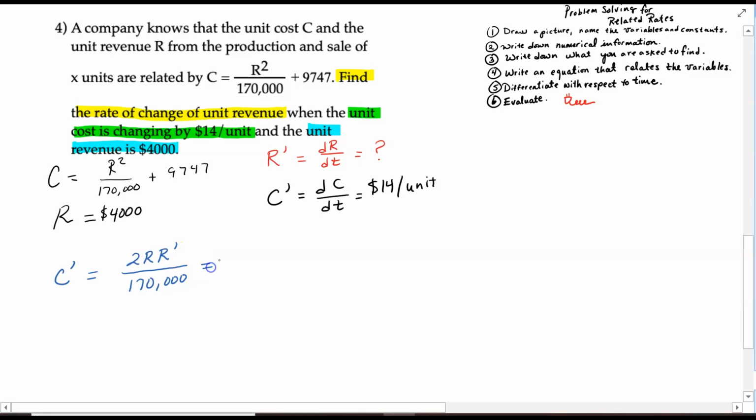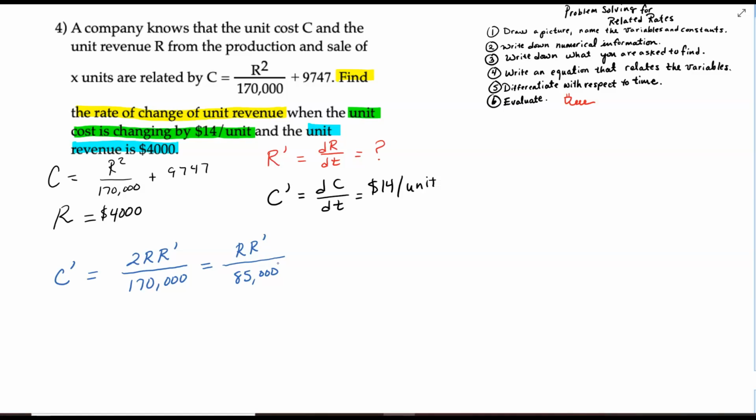Of course, you can reduce this fraction. The 2 over 170,000 does reduce. So you can simplify it a little bit, make your life a little bit easier on the calculator, or maybe if you're doing it by hand. So r prime over, and then it becomes 85,000, I believe. Yep, 85,000. So then you have something like this.